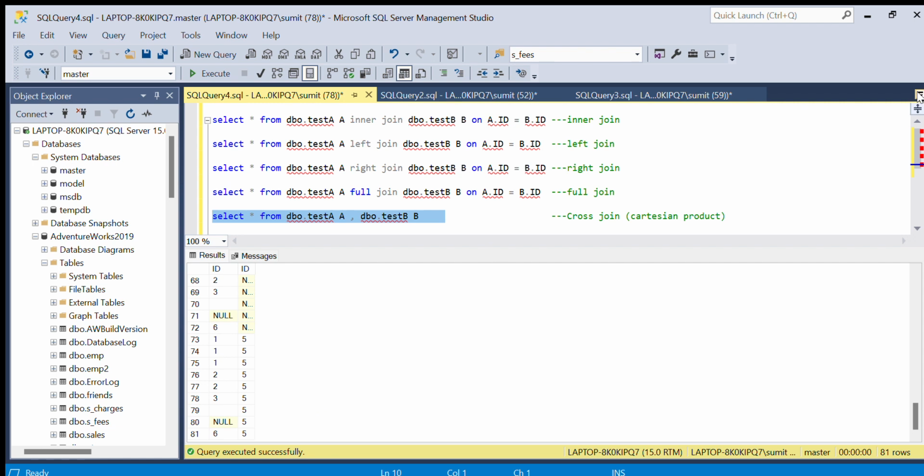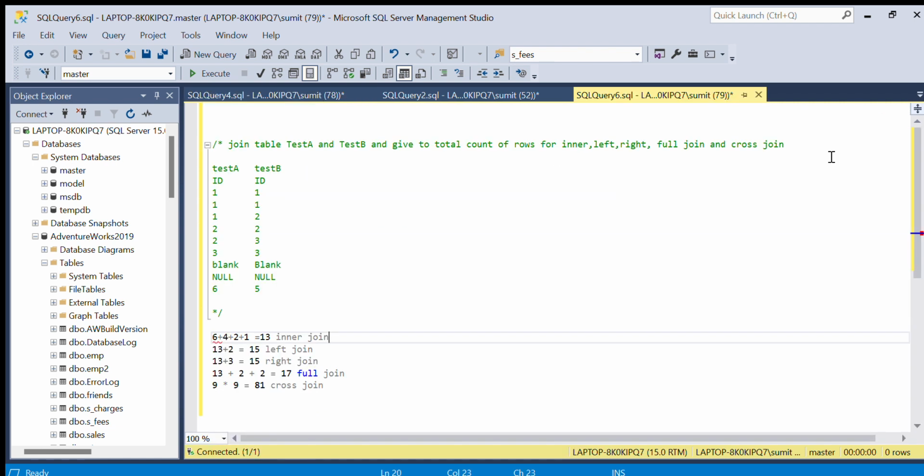So that's all about this question. This is a very tricky question. If you understand this logic, if 1 is replicating many times and 2 is replicating many times, in that case you just need to multiply those records. Okay, and you will get the exact result in that case.